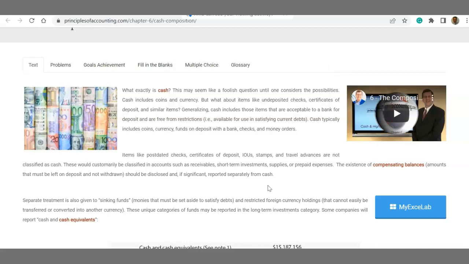Of course, every cash has a sub account. That means you have checking account, Bank of America, checking account, Chase, saving account, Bank of America, let's say you have petty cash. Those are all cash, yes, but combined under main account of cash that will be reported in the balance sheet.